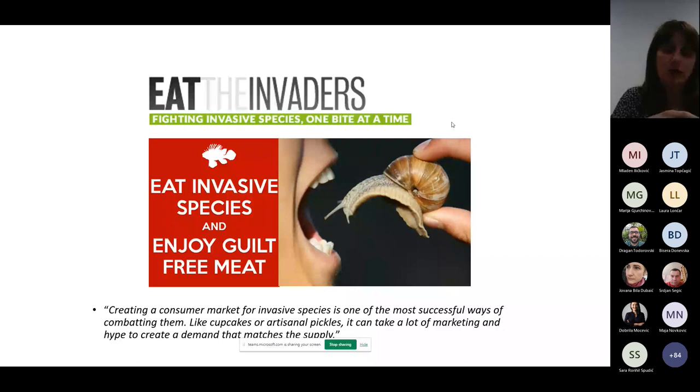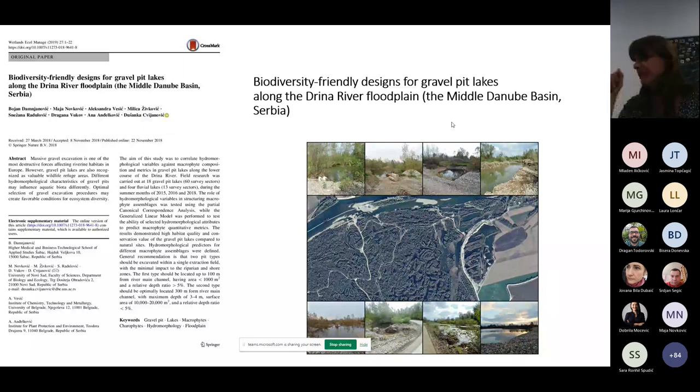And in other parts of the world, there is a trend of eating and consuming invasive species. And I just wanted to show you that our region is also subjected to illegal exploitation and overexploitation of resources such as gravel and sand. Maybe some of you will recognize this river. It's the Drina River.